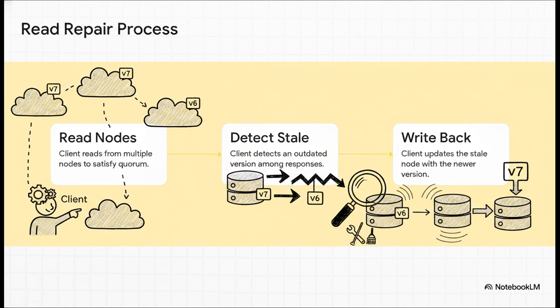It's called read repair, where the client application itself basically acts as the system's janitor. When a client reads from multiple nodes to satisfy its quorum, it might notice, hey, 2 nodes gave me version 7 of this file, but this third node gave me version 6. The client instantly realizes that third node is lagging, and it immediately writes the newer version 7 back to the stale node, totally fixing it for future users.